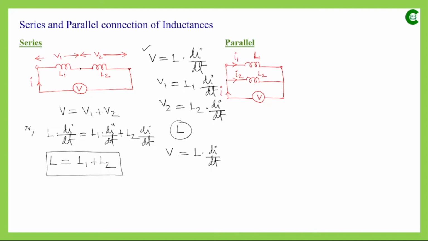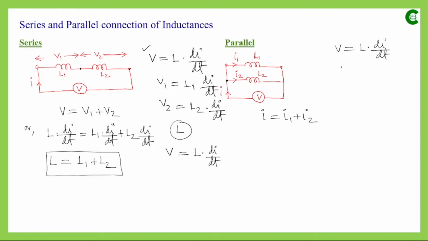So this main current at this point will be divided into two parts. I1 is the current flowing through the first inductor, having inductance value L1, and I2 will be flowing through the second inductor. Now from inspection we can write that I will be equal to I1 plus I2. So the main current will be equal to the summation of the individual current values. Now again it will obey the same Faraday's law, so V can be written as L into di by dt.